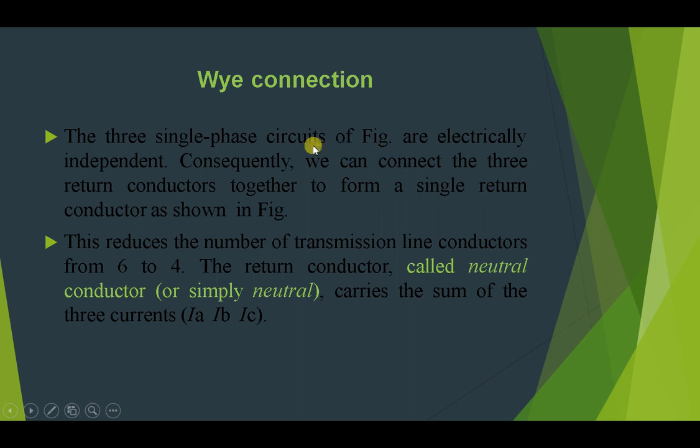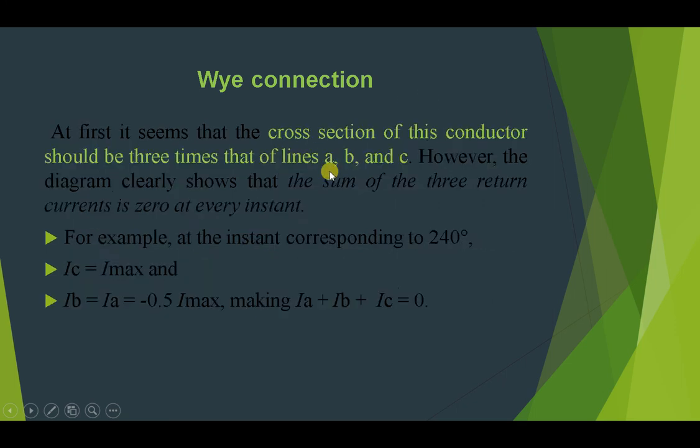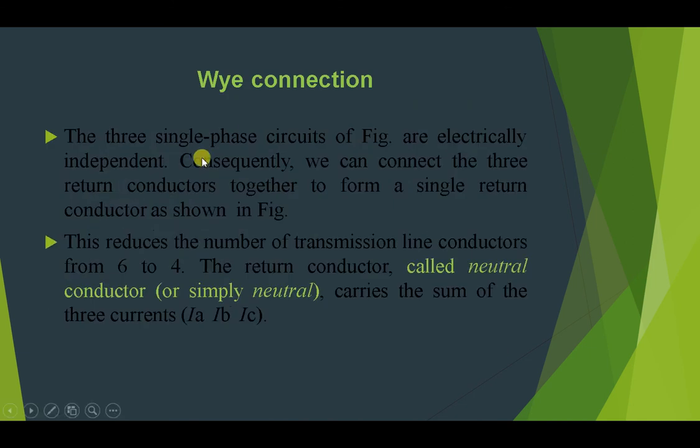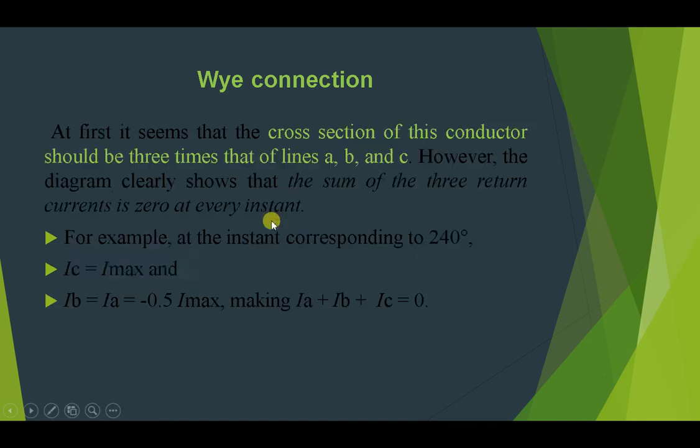So the three single-phase circuits of the figure. We studied this in our last lecture too, that we have a three-phase system having an individual resistor connected with phase 1, phase 2 and phase 3. We studied this in our three-phase generator and its output. So the three single-phase circuits of the figure are electrically independent. Consequently, we can connect the three return conductors together to form a single return conductor, as shown in our figure.